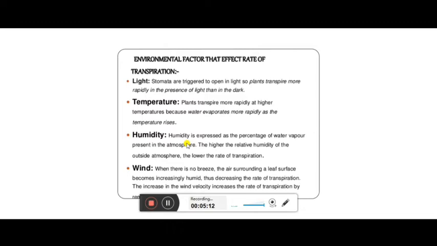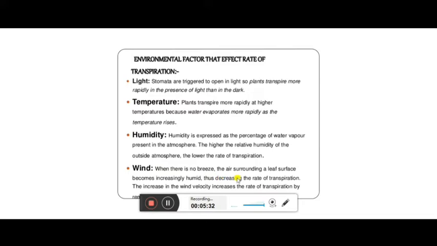Okay, why? Because the water vapor is already inside that humid air, so there will be no more space to take more water vapor from the plants, and that's why the rate of transpiration will be lower. Then the fourth one is the wind.